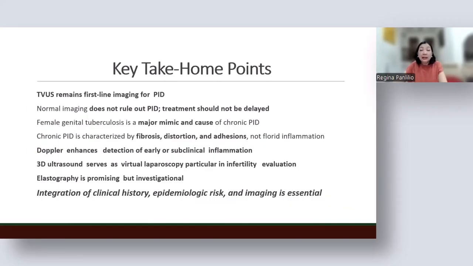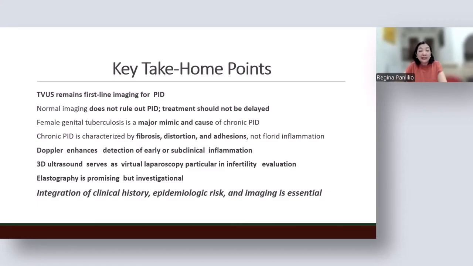So in summary, transvaginal ultrasound remains the first-line imaging for pelvic inflammatory disease, but a normal ultrasound does not rule out PID, so treatment should not be delayed, particularly in young women. Female genital tract tuberculosis is a major mimic and a cause of chronic PID in developing countries such as the Philippines, and it is characterized by fibrosis, distortion, and adhesions, and not florid inflammation like classic PID.